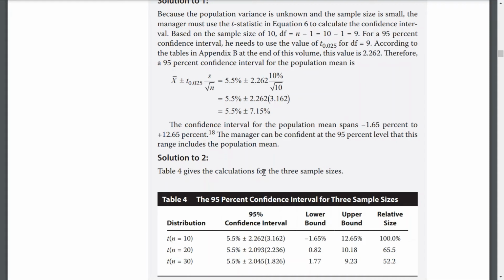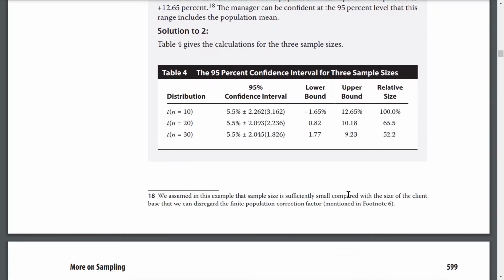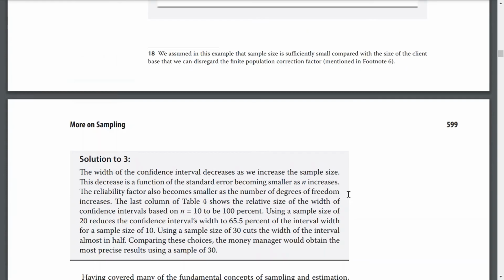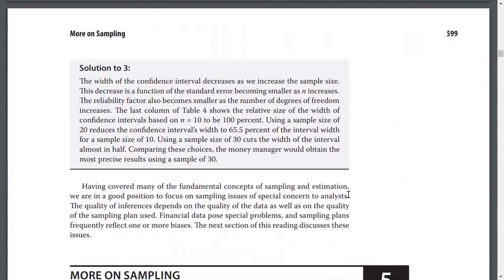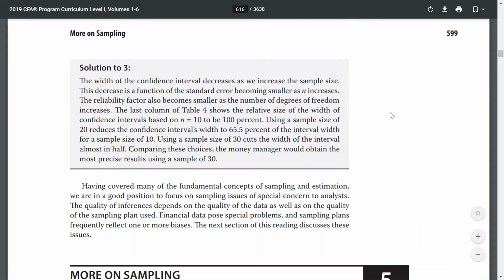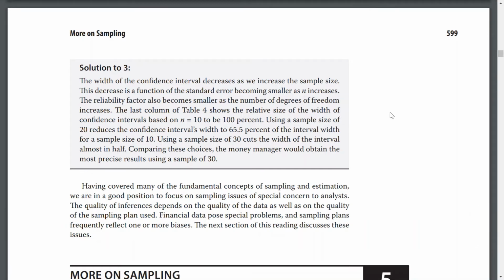Solution to 2. Table 2 gives the calculation for 3 sample sizes. So that's the solution to 2. Solution to 3. The width of the confidence interval decreases as we increase the sample size. This decrease is a function of the standard error becoming smaller.